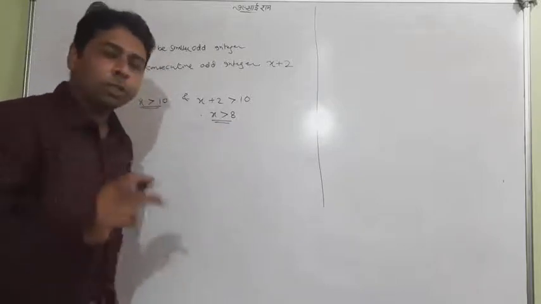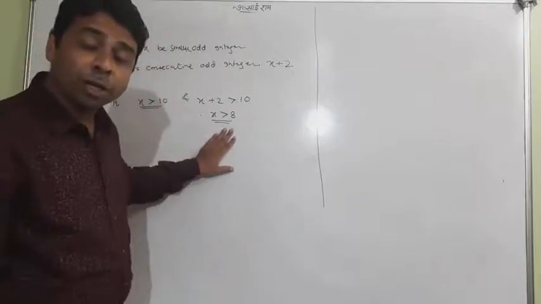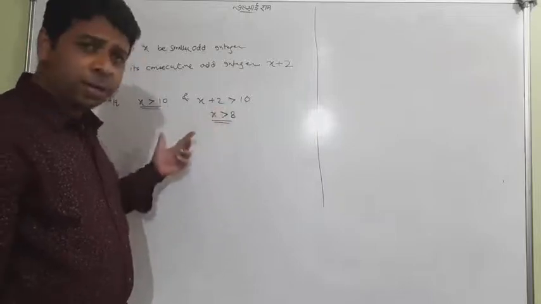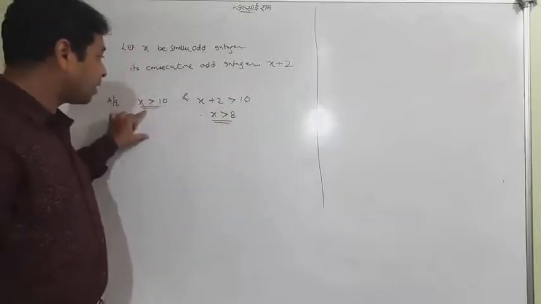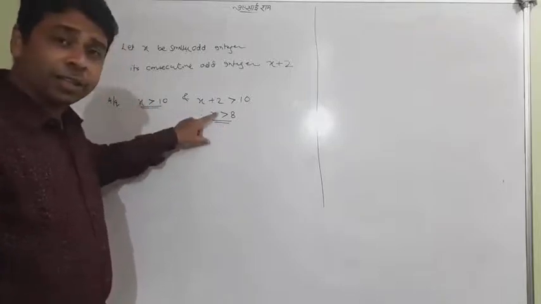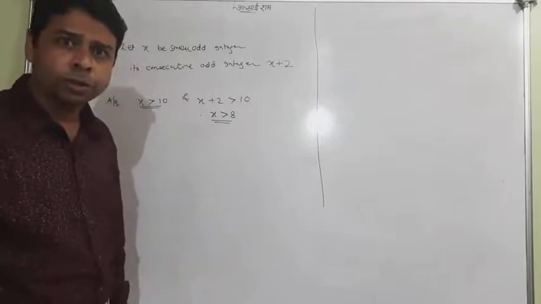I tell you one thing which should be understood by the student: we got these two because it was given that both of them are greater than 10. Both have the greater than sign, which means we have to choose the one which satisfies both. So how to do this?